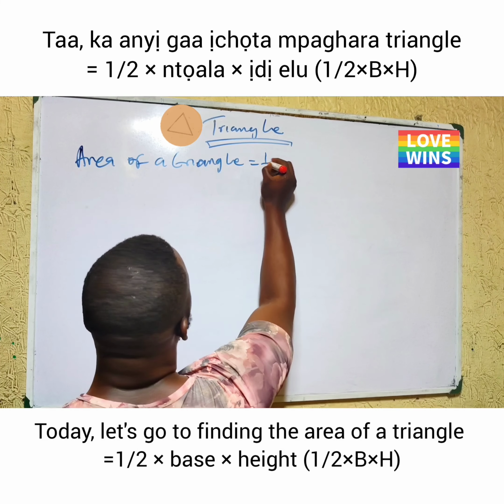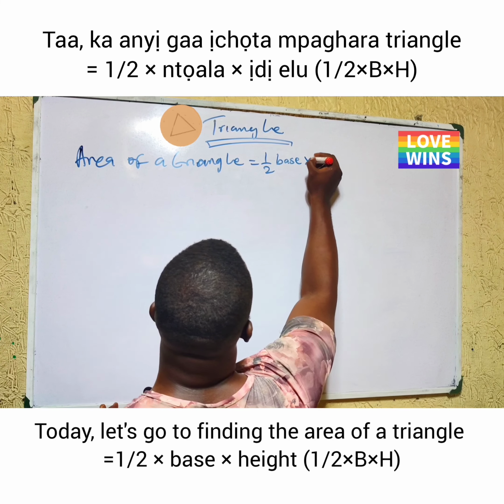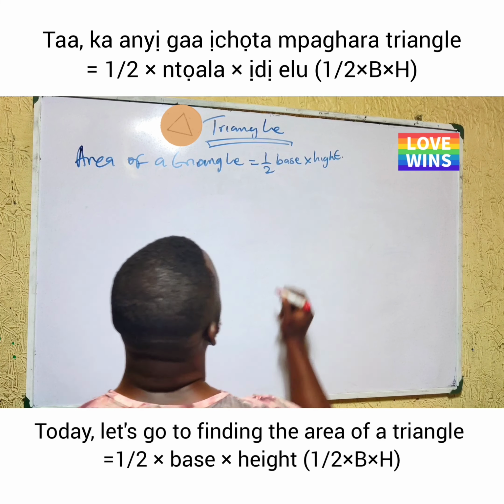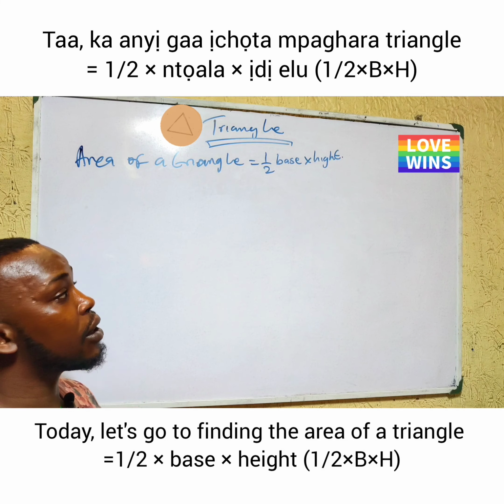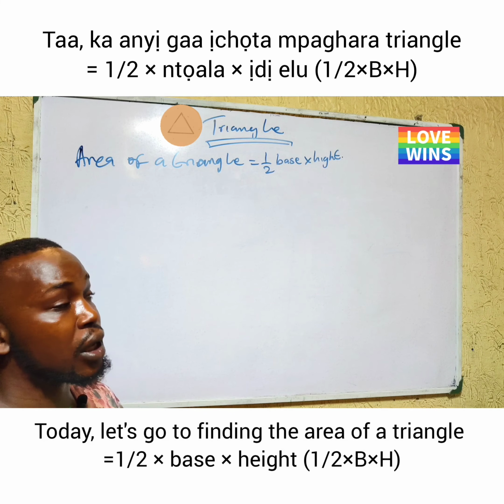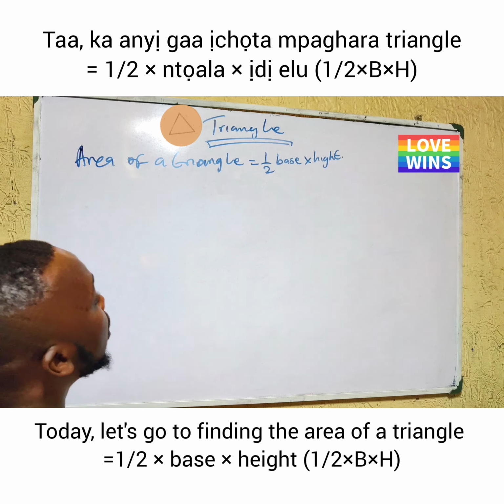Area is equal to half base times height. Half base times height, that is the area of a triangle. To get the area of a triangle, we use half base times height.